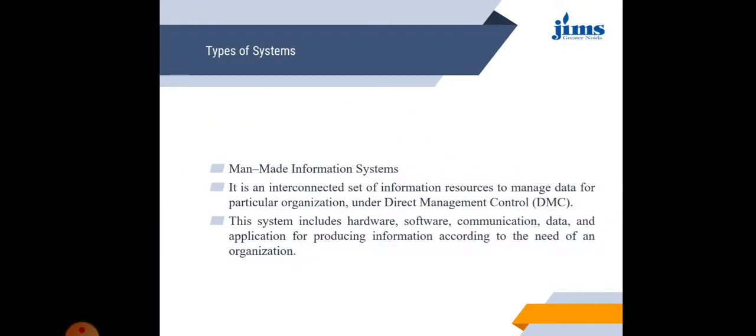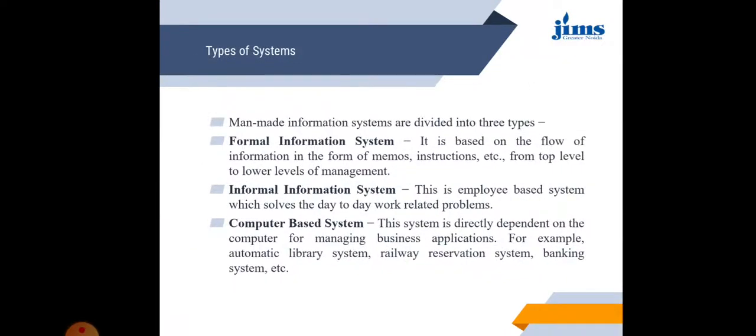Man-made information systems are of three types. One is the formal information system, in which all the information is formal, that is used by the management levels, top management level and lower management level. Informal information system, which we use for day-to-day work-related problems. And next one is the computer-based system. The systems which are used for library management, online reservation, and banking are known as the computer systems which we are using in day-to-day life.